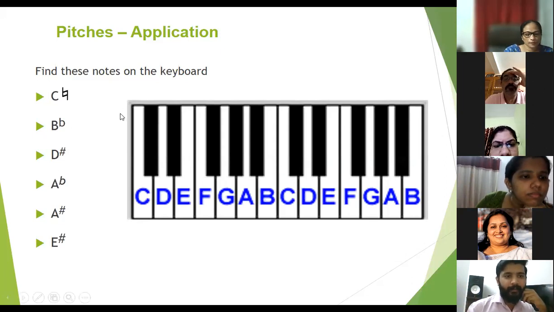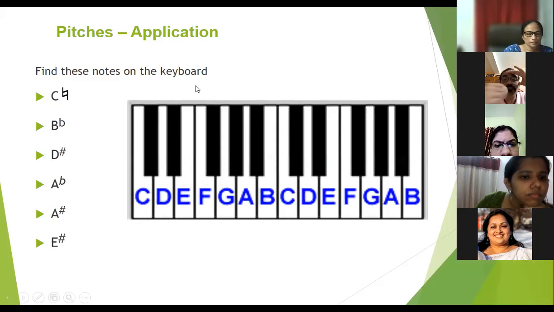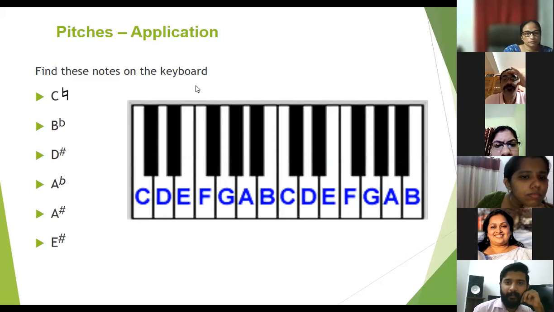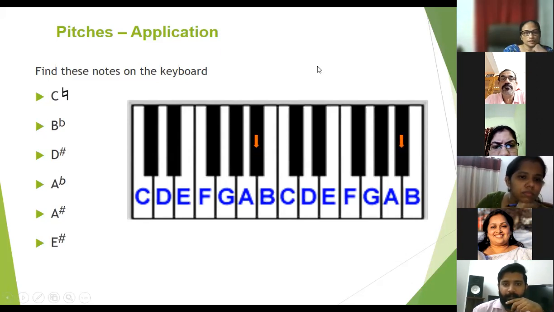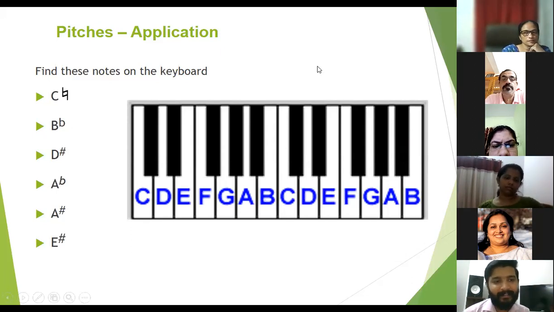Okay, next one is B flat. Find B flat quickly. There are two B flats. Quickly find the B flats. I hope you found them. If you're ready, show me thumbs. Two B flats here. Cool. Let's see how many of you got it right. B flat. You got it right? Yes? Okay, let's see the next question.